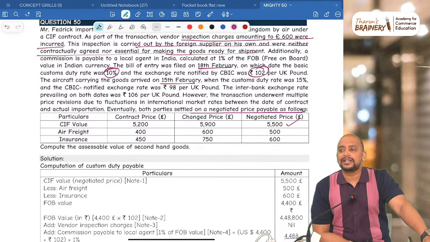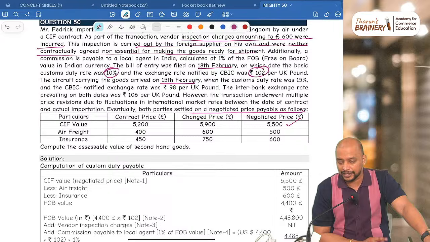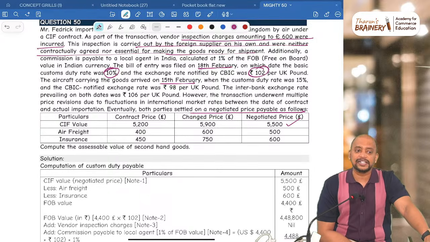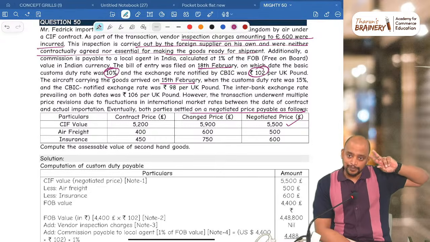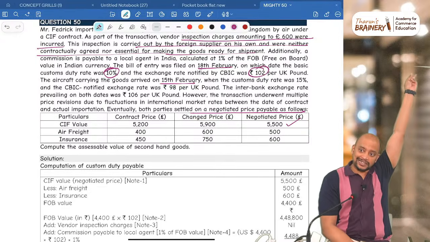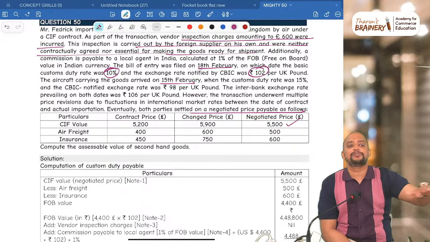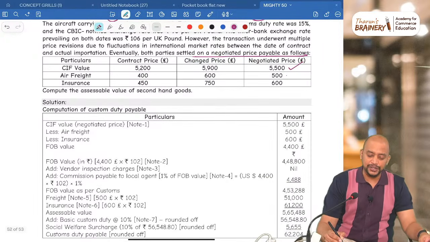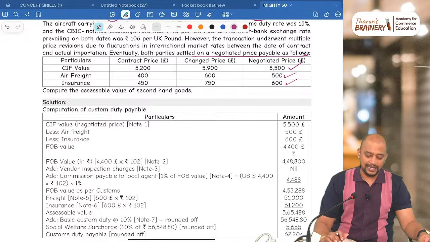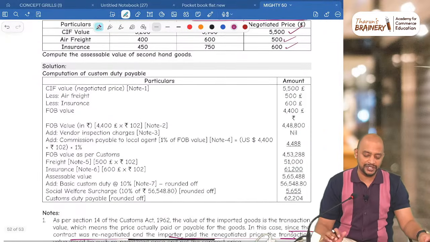Based on comparable transactions, can this negotiated price be rejected by the officer? No, because I'll tell you. He can reject it, but there should be sufficient evidence for rejection. The comparable imports should be such that the contract was entered at that time, but it is imported now. But if the contract is entered now and imported now, that cannot be taken as a comparable transaction. You got it? So 5,500 can be taken, and freight and insurance 500 and 600. And will this vendor inspection charges be included or not? No. Local agent's commission will be included.